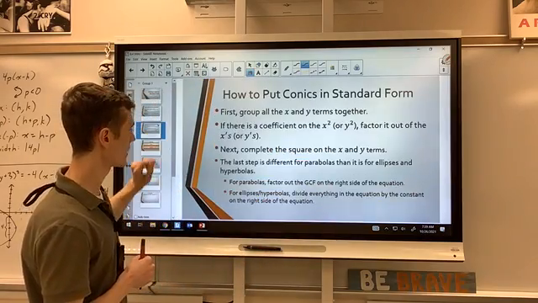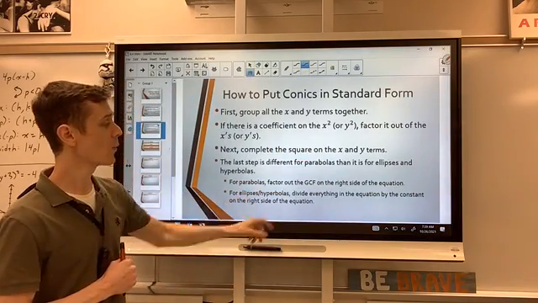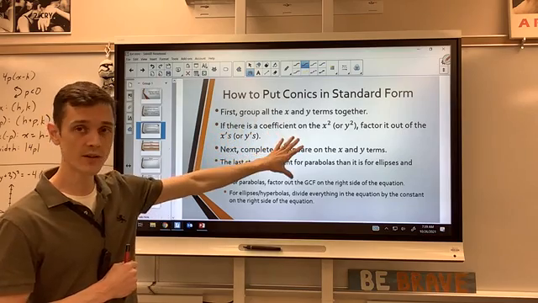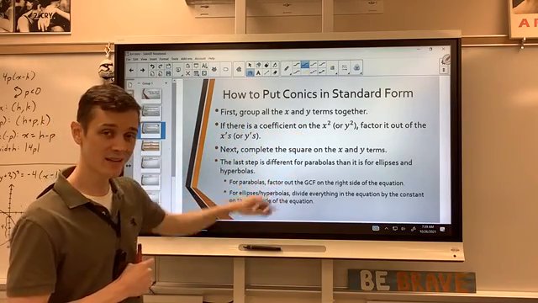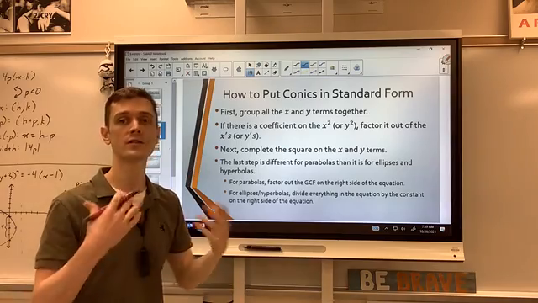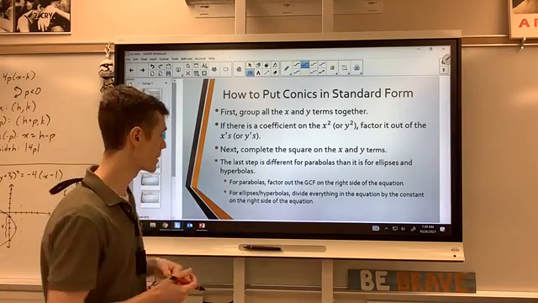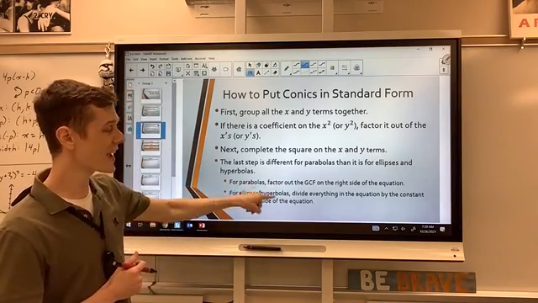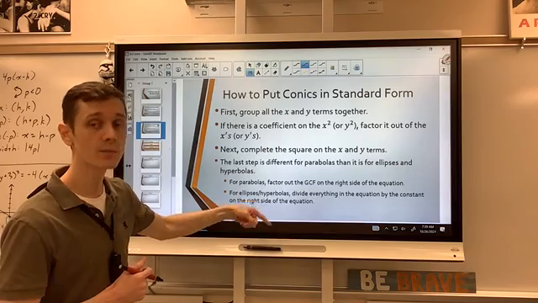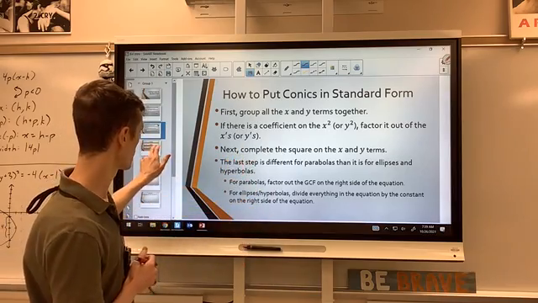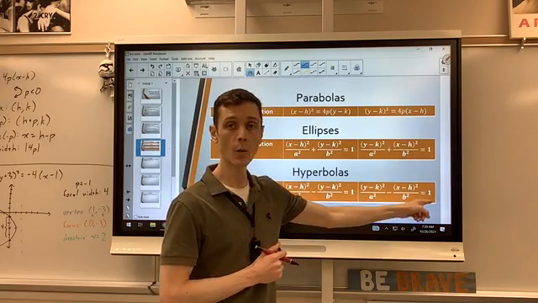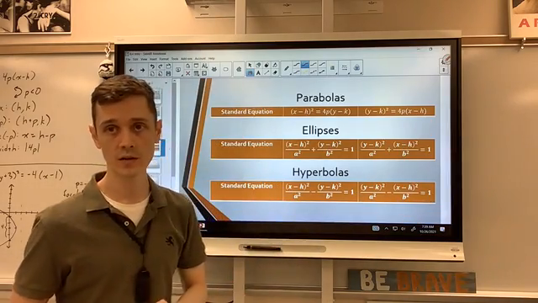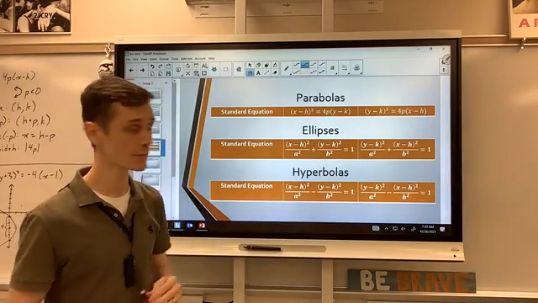For the other values, for the ellipses and the hyperbolas, once we get the x squared and the y squared stuff all completed, the square, all that stuff done, on the right-hand side of the equation, we should have a number like 36 or 42. Whatever that number is, your last step is going to be to divide everything in the equation by that number and then reduce the fractions if possible. Because the idea is that the right side of the equation should always be a 1. We should not have any other numbers over there, so whatever number you have, divide everything by it.